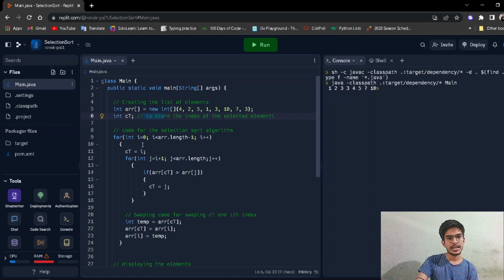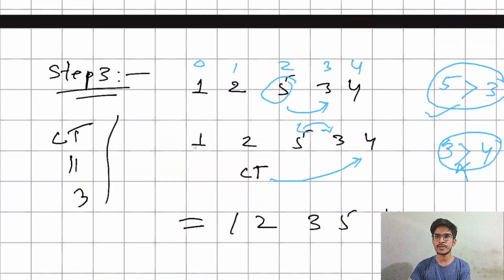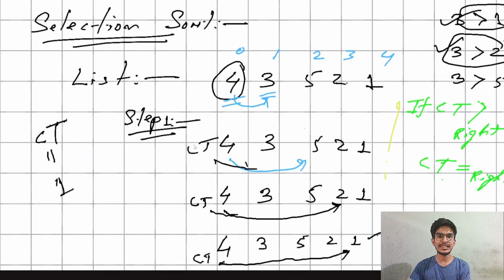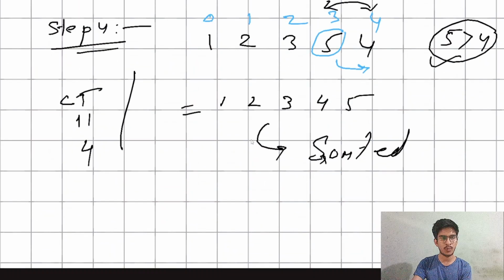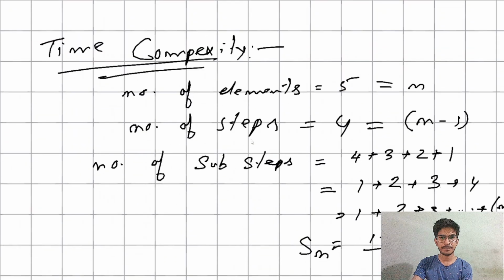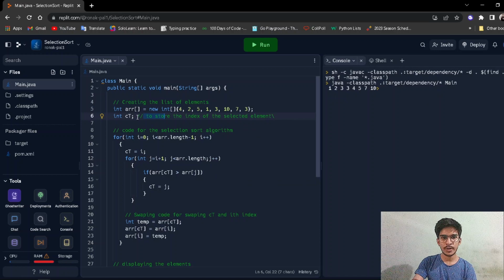So what we are doing is iterating the i value from i equal to 0 up to arr.length minus 1. If we look at this pad, we have generally 5 elements and we are doing 4 steps, right? That means n minus 1 steps. That's why in the outer loop we are generally doing arr.length minus 1.